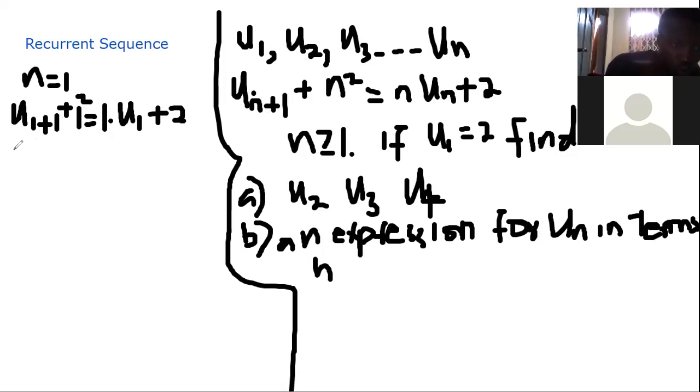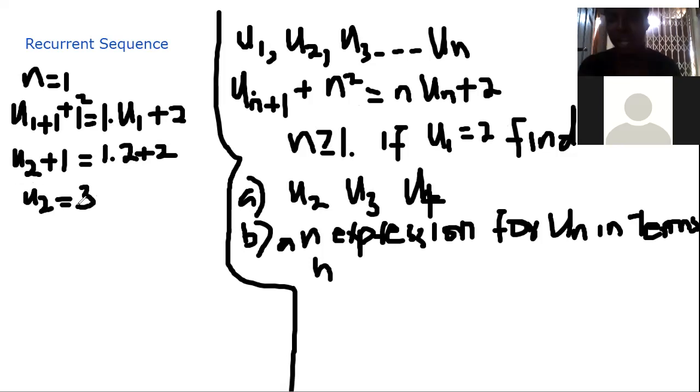So this will give us u2, right? u2 plus 1 is equal to 1 times u1 plus 2, but the question says that u1 is equal to 2. So anywhere we see u1, we put in 2. So 1 times 2 is 2, plus 2 gives us 4. So u2 is equal to 4 minus 1, which gives us 3. Do you agree? Do you understand this methodology now?